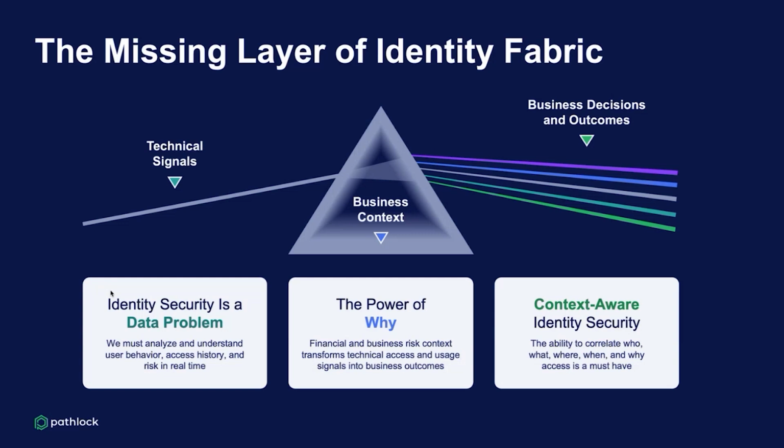Because if you think about it, identities are related to business. If something happened in my identity space but it's not connected to an important business application, then the risk is lower than something attached to my crown jewel application. So context-aware identity security is key. The ability to correlate who, what, where, when, and why for access is a must-have. So it's connecting all this data from the different sources, understanding the business impact or business structure, and then providing the context.